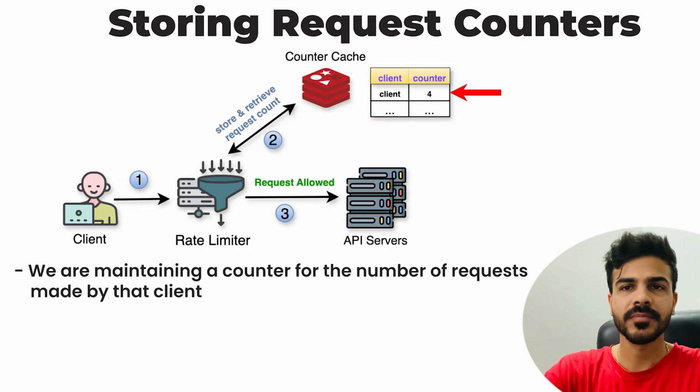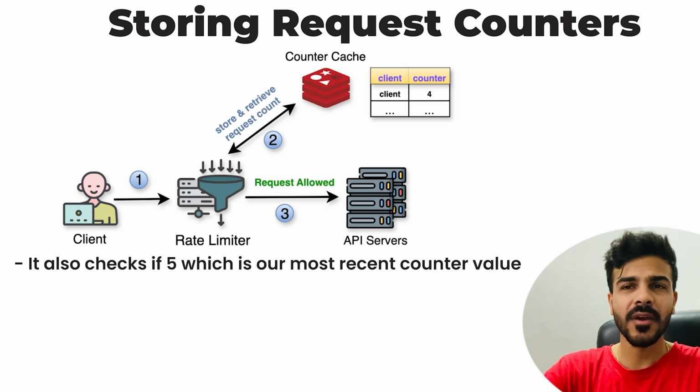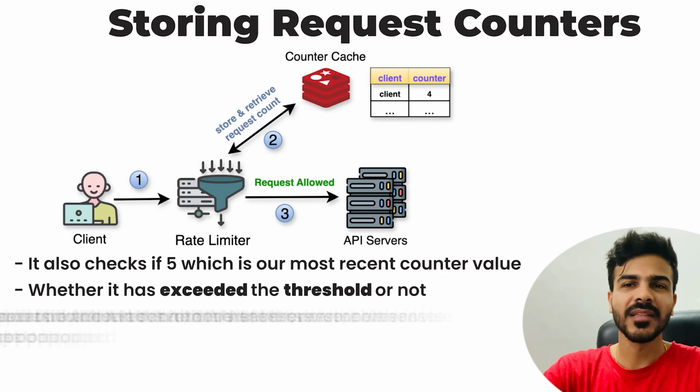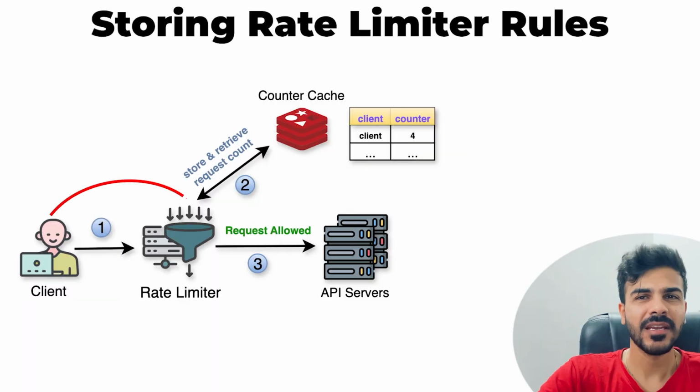Currently, it is 4. So we increment it by 1 to also include this incoming request and then update it to 5. Now it also checks if 5, which is our most recent counter value, has exceeded the threshold or not. If it has not exceeded the threshold, then the request is allowed to reach the API servers. Otherwise, it gets dropped.